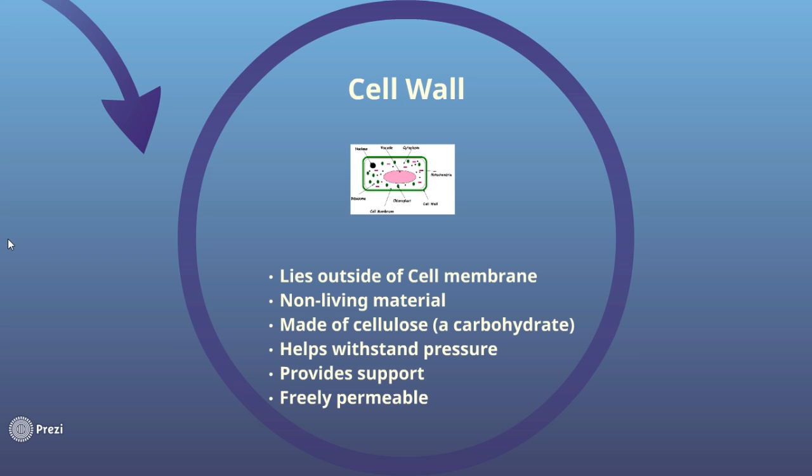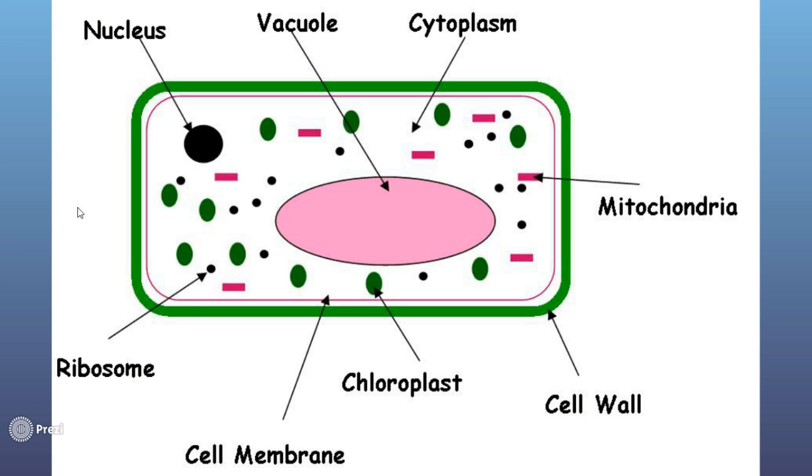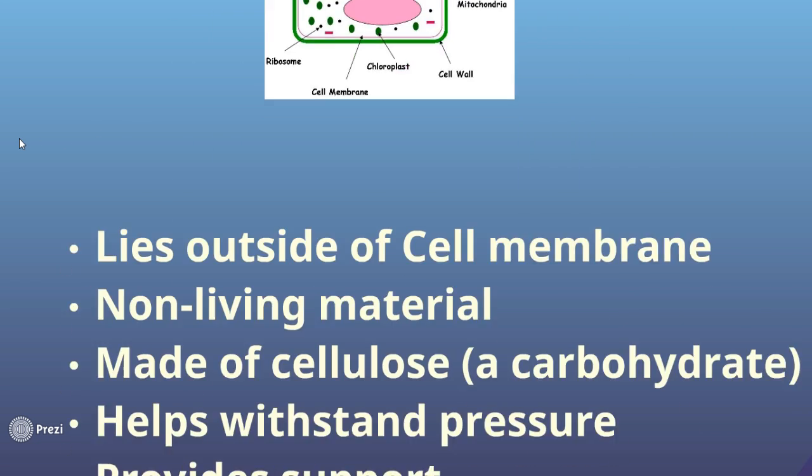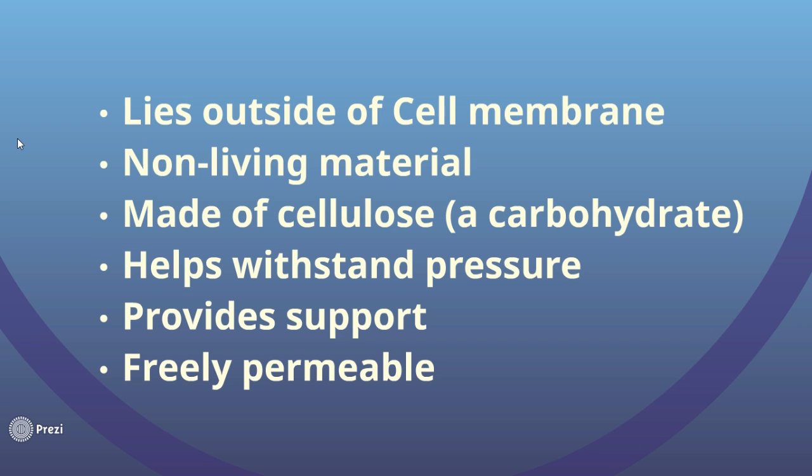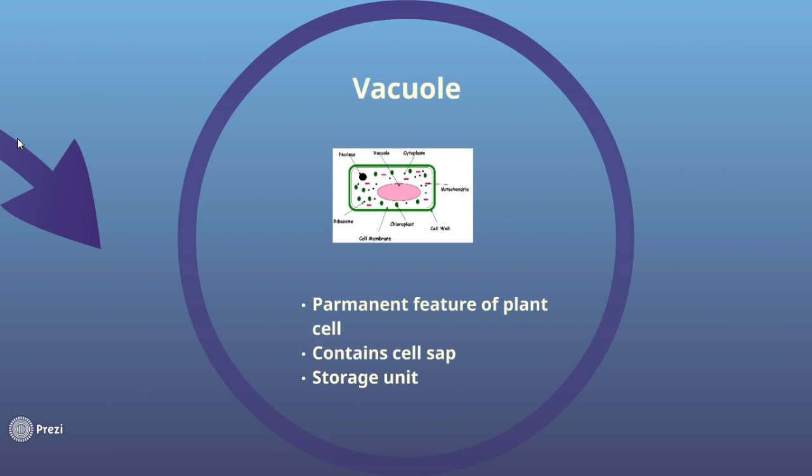First comes the cell wall. The cell wall, as the name suggests, is the border of the plant cell. It lies outside the cell membrane. It is made up of carbohydrates called cellulose and is a non-living material. It mainly provides support for the cell and helps withstand pressure. Cell wall is freely permeable, so substances can freely enter and leave the cell. Next is the vacuole.